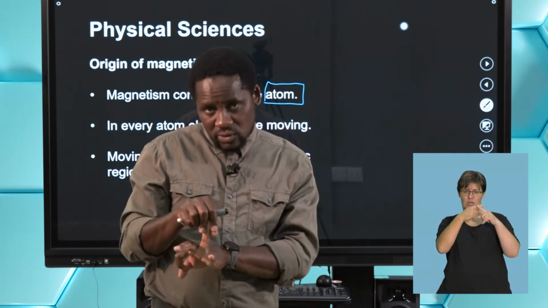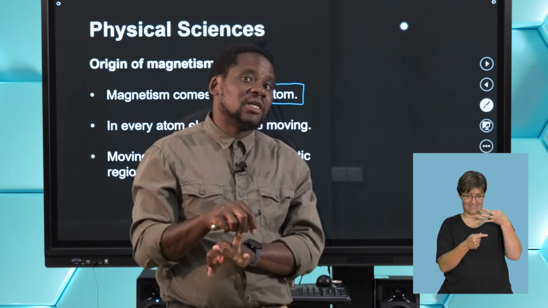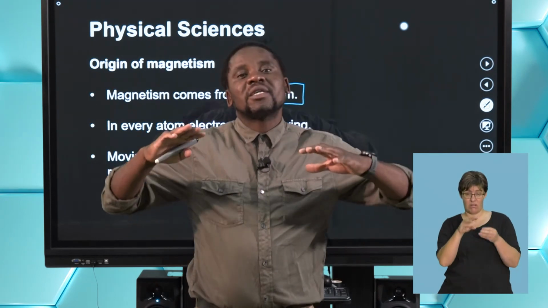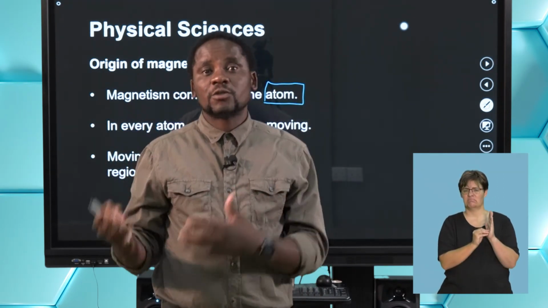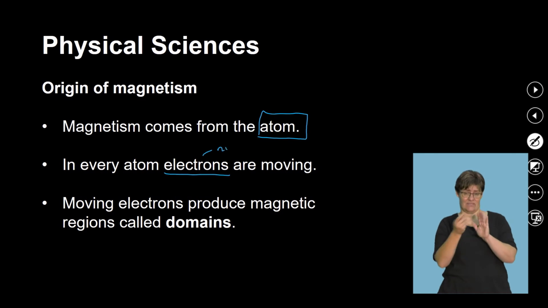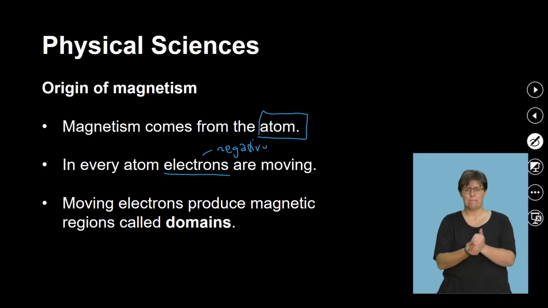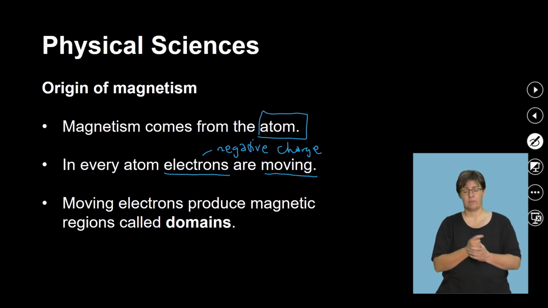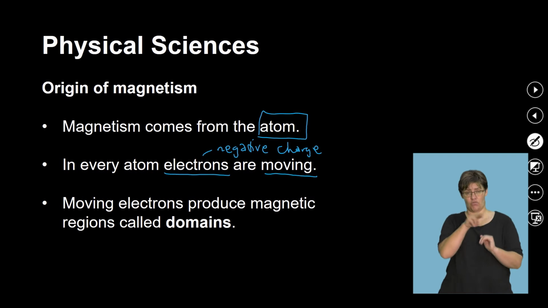The movement of the electrons, which is the actual charge, is what explains the origin of magnetism. But think of magnetism in terms of its origin with respect to the atom itself. Every atom has electrons. These electrons are our negative charges, right? And where do these electrons occur? These negative charges are in the energy levels or the orbitals, and they are always in motion. And these moving electrons actually produce magnetic regions that are called magnetic domains. So the magnetic domain is a result of moving electrons.